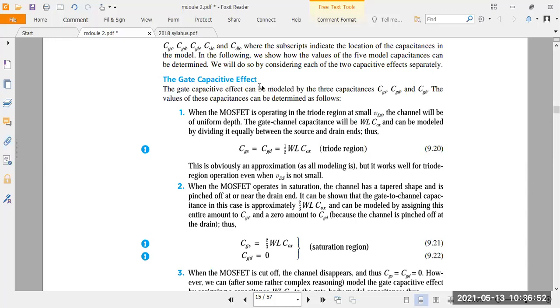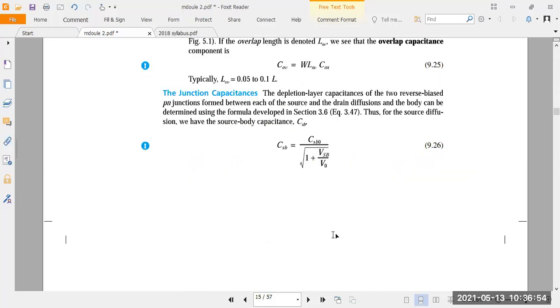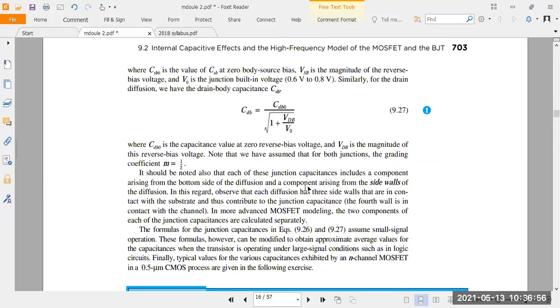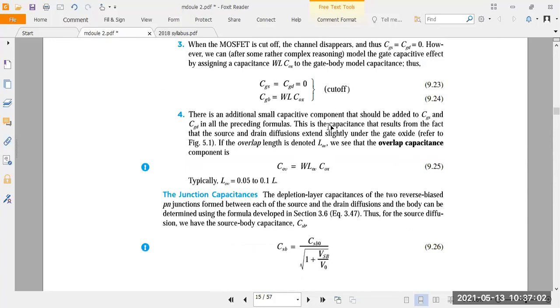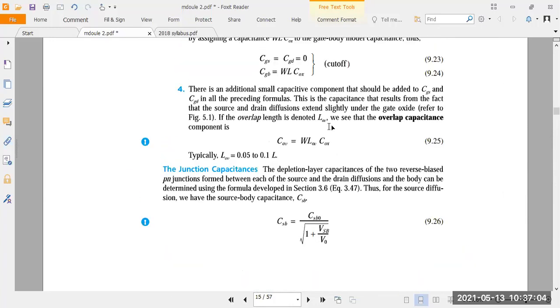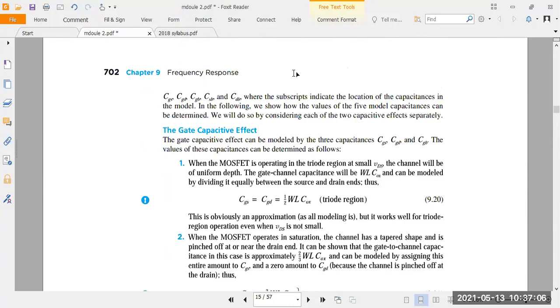First, write the one for the gate, second the junction capacitance, and again one more for the bulk. Take three capacitances here: one for the junction, one for the gate, one for the bulk. It comes for 6 marks. You should write all equations with the explanation.